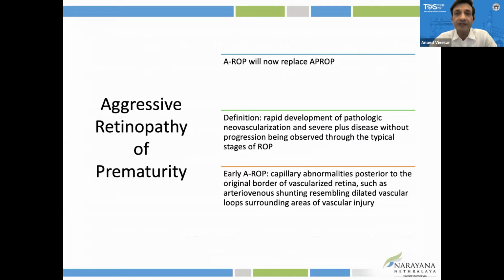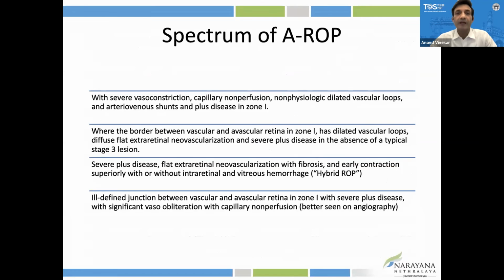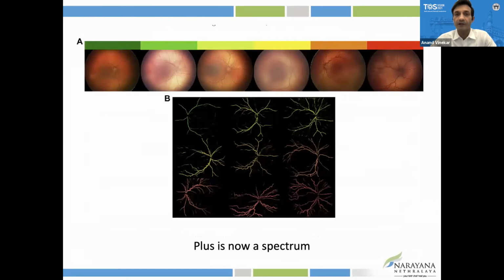As I was mentioning in the first case, aggressive posterior ROP has now been replaced. That term is no longer to be used. We now simply call it aggressive ROP, and that's because aggressive ROP need not be posterior. And there is a spectrum now. Rather than go over these definitions, I'm going to show you the images from the text itself.